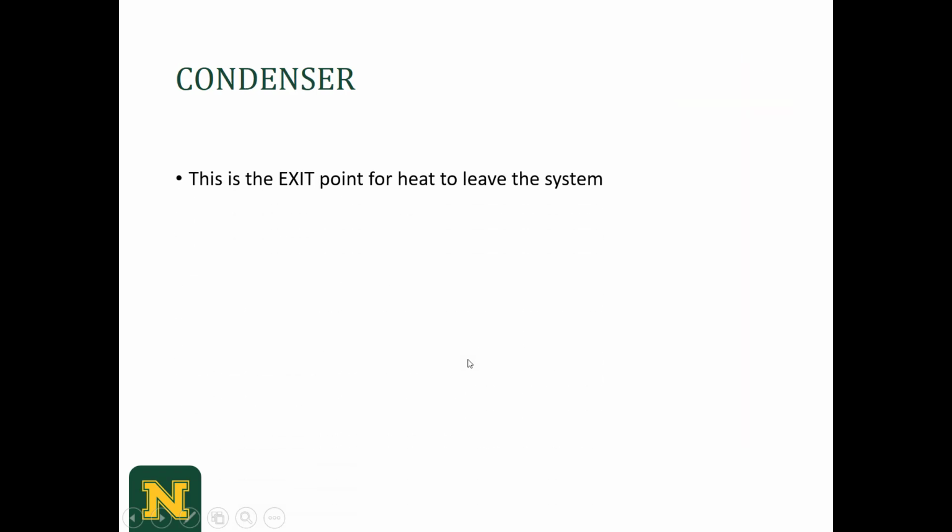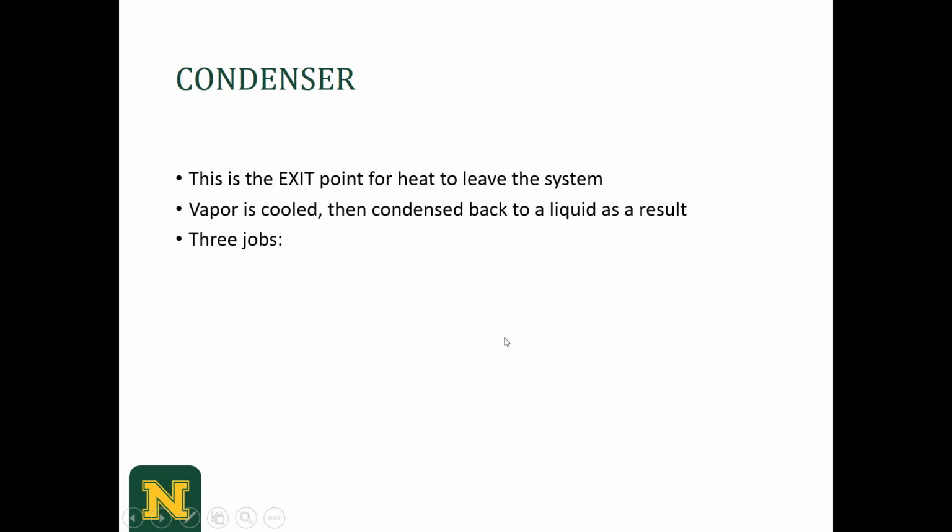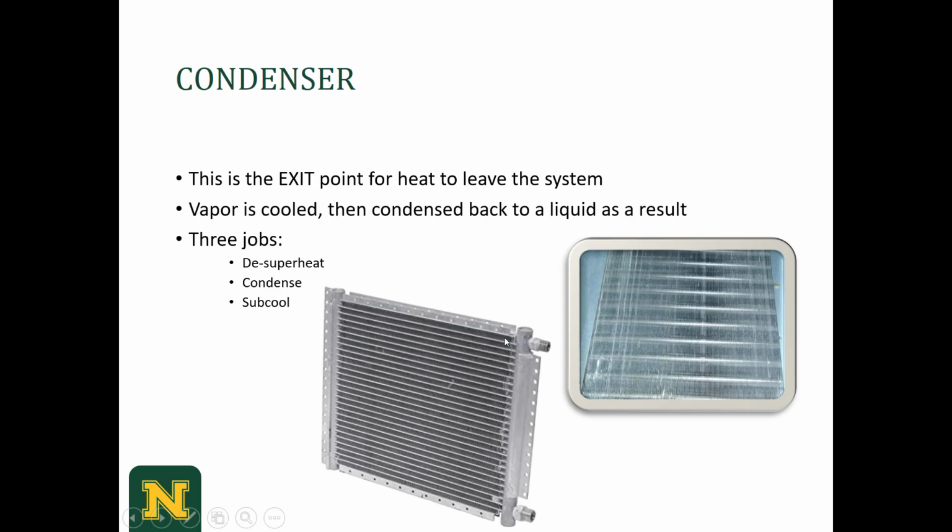The next step is your condenser. Just like your evaporator was the entry point for heat from the external space, your condenser is the exit point for heat leaving the system. So this is where we actually take the heat out, and what it does is cool the vapor. Once we cool it, it condenses back into a liquid, so we're de-superheating, right? We're taking it below its boiling point. We're condensing that vapor into a liquid, and then we're also subcooling it at that point as well. And condensers would look something kind of like this.